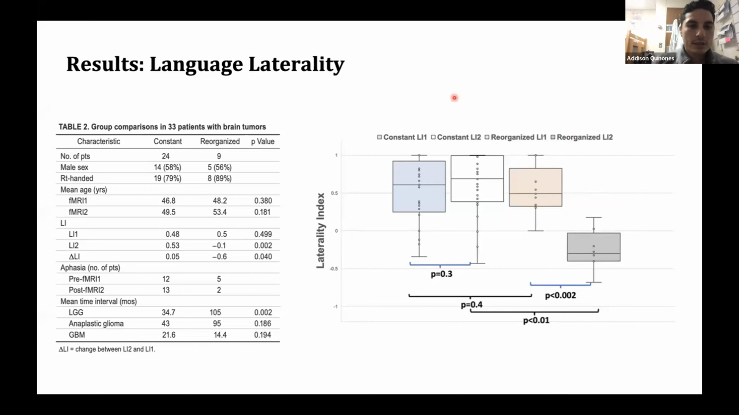But for now, I want to look at this graph on the right. Here, we're looking at the laterality of the constant group on the left at fMRI1 and fMRI2, and the reorganized group at fMRI1 and fMRI2. When we look at the constant group, we see that there was no statistically significant difference between these scans. But when we look at the reorganized group, there was a difference between the scans. If we also look at the between-group comparisons at constant fMRI1, constant fMRI2, and reorganized fMRI2, we see that there was also a difference between those groups. This indicates that there actually was some type of translocation of language function in these patients.